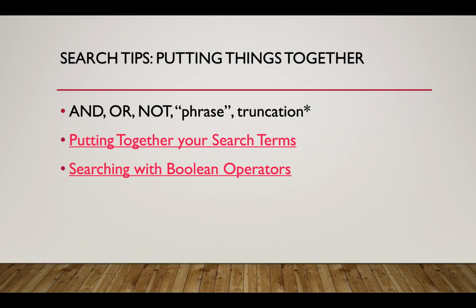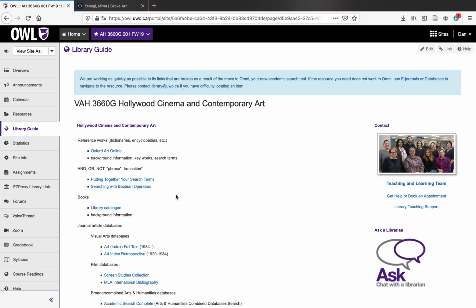You can put your search terms together using any of these techniques. And, or, not, putting quotes around a phrase, and putting an asterisk at the end of a term for truncation or as a wildcard. Now if you want to review how to use any of these in your search, we have a couple of videos and how-tos. Both of these are linked from your library guide in OWL right here.